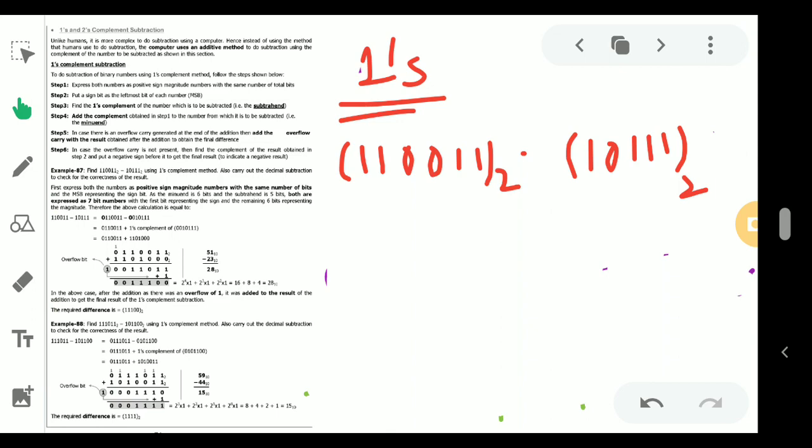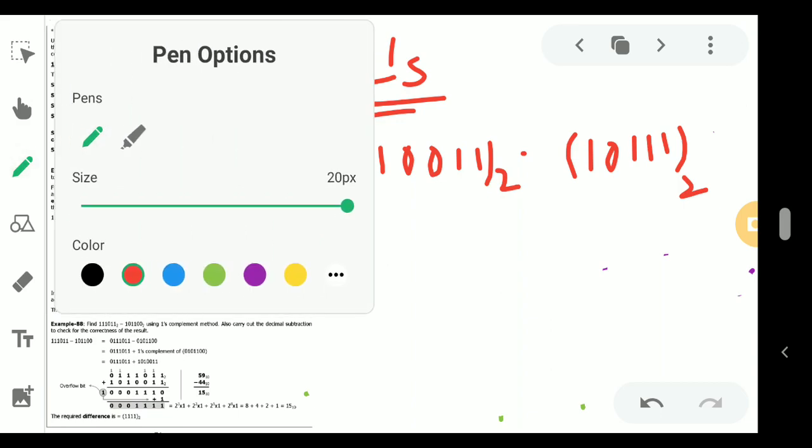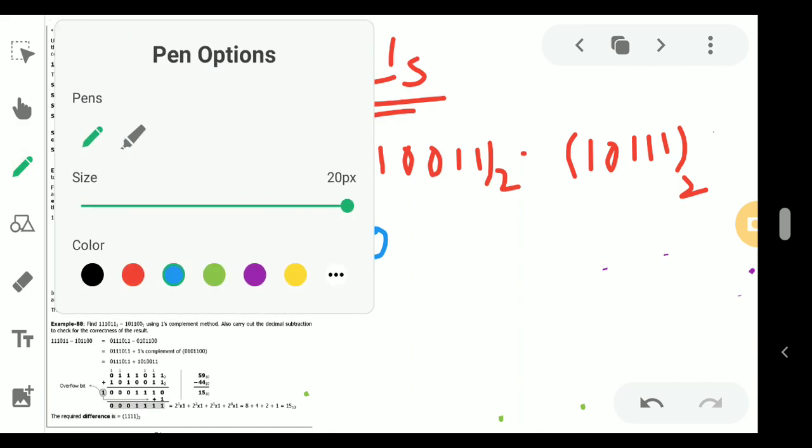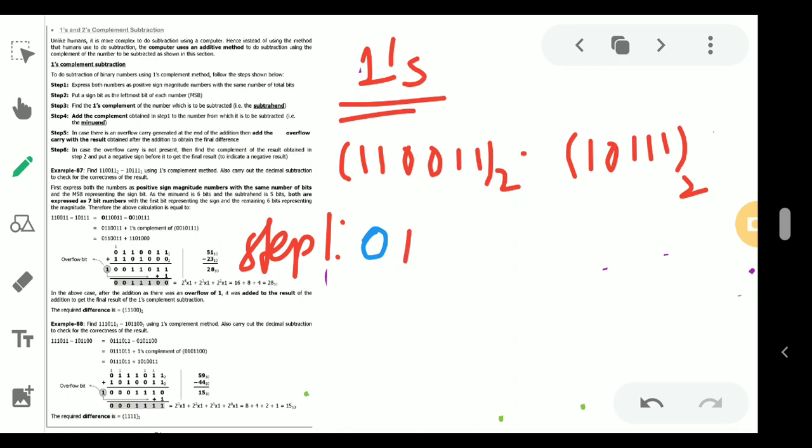So in case of step 1, first I am making a number positive. How to make a number positive? To make a number positive, you have to put 0 as the MSB bit and the rest of the part will be the same. So the rest is 1 1 0 0 1 1. Very good. That is done.